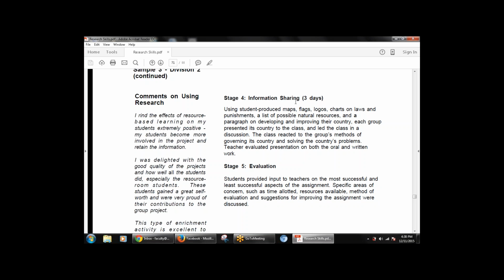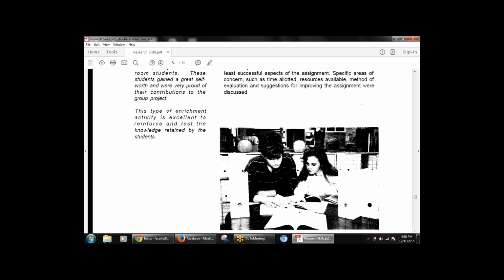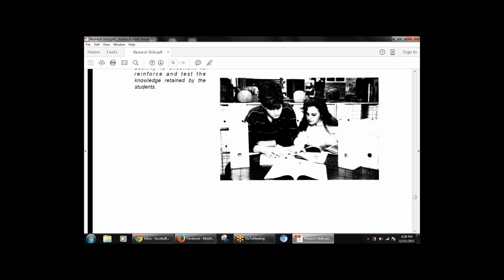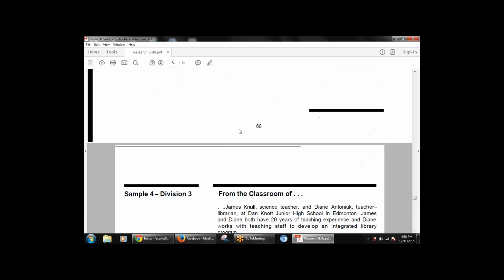And specific areas of concern, such as the time allotted, resources available, method of evaluation, and suggestions for improvement of the assignment, were discussed. That is stage number 5, the evaluation. This is one of the pictures that show they are evaluating, getting the information from this.